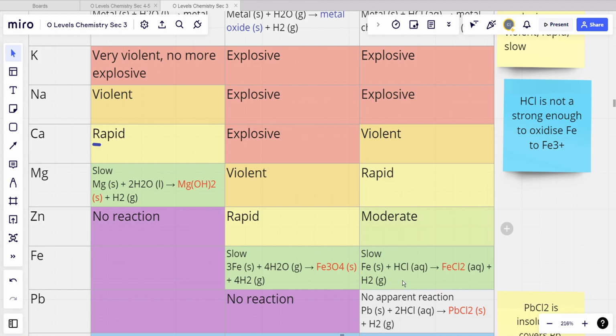In case you want to ask why, this is the reason, even though you do not need to know it. You won't be asked this, but just remember that you get iron 2 chloride rather than iron 3 chloride. So these are the small things that I want to highlight to you.